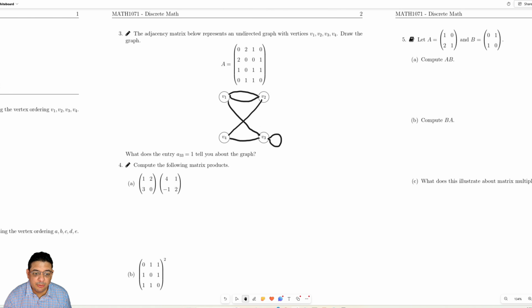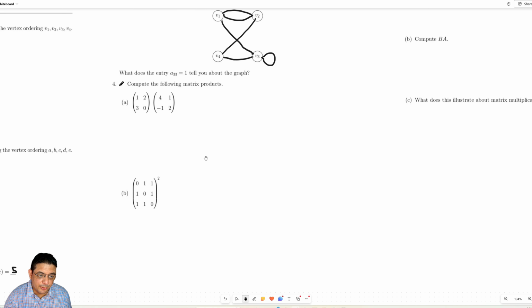Here we want to tell what the entry A33 tells you about the graph before I forget. So the A33 is this, and what this says is that it has an edge connected to itself. So before I move on to the next one, that's what A33 equals 1 means.